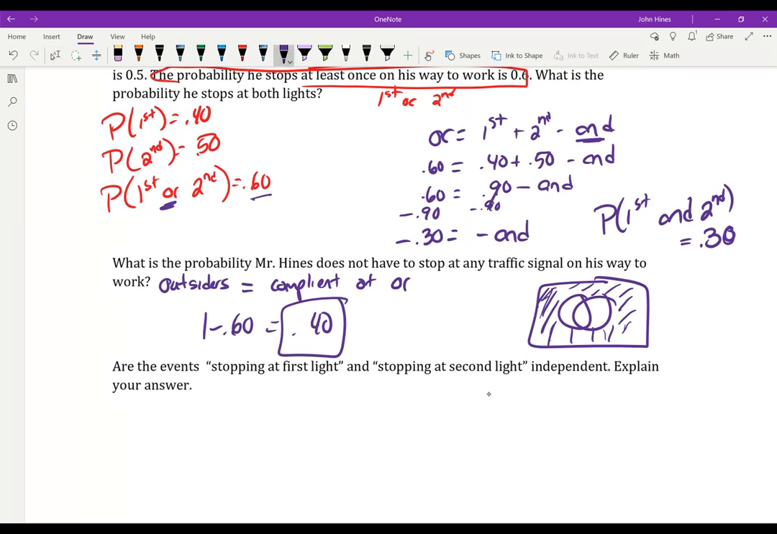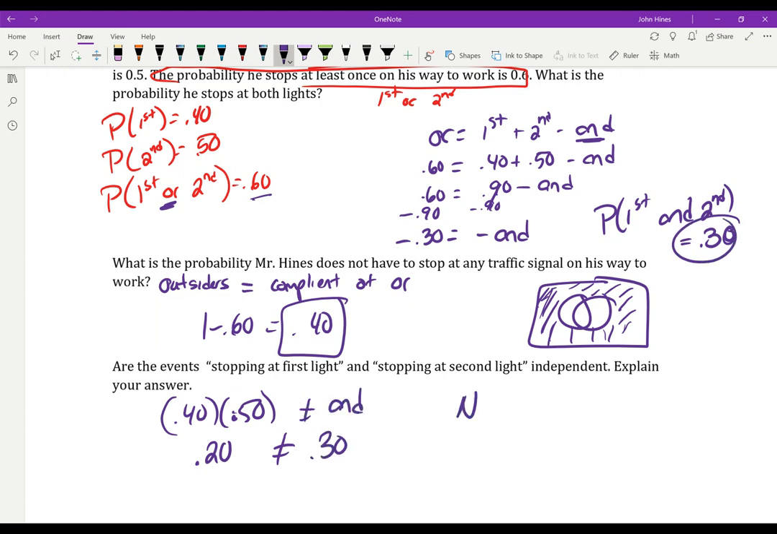Are they independent? Well, let's find their product. 0.40 times 0.50 is 0.20. 0.20 does not equal my AND probability. So are they independent? They are not independent. They are dependent events. They are not independent because 0.20 does not equal the AND probability we calculated.